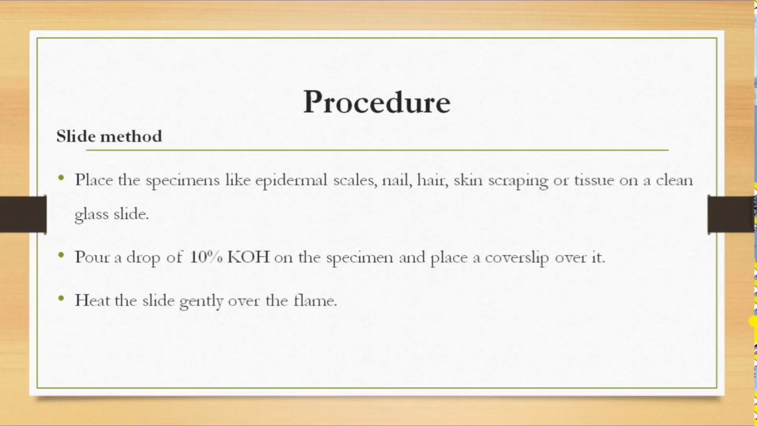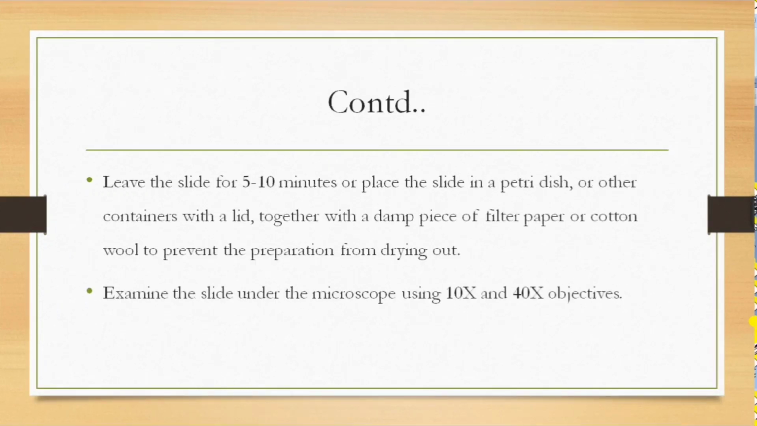There are two types of KOH method which are usually done in laboratories. One is the slide method and the other one is the tube method. We shall see the procedure for the slide method now. For the slide method, specimens like epidermal scales, nail, hair, skin scraping or tissue have to be kept on a clean glass slide. Pour a drop of 10% KOH on the specimen and place a cover slip upon it. And heat the slide gently over the flame so that the protein debris will be detached properly.